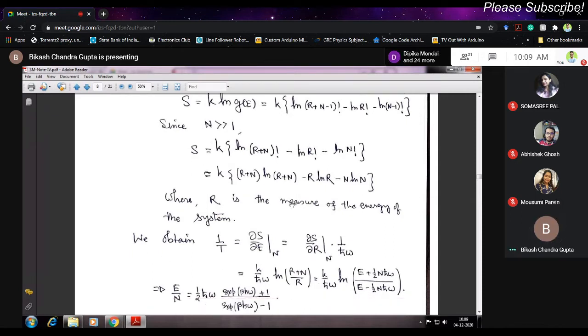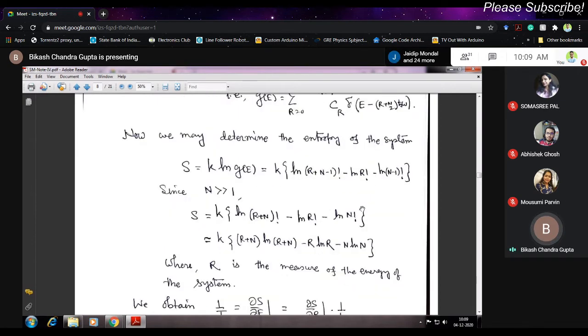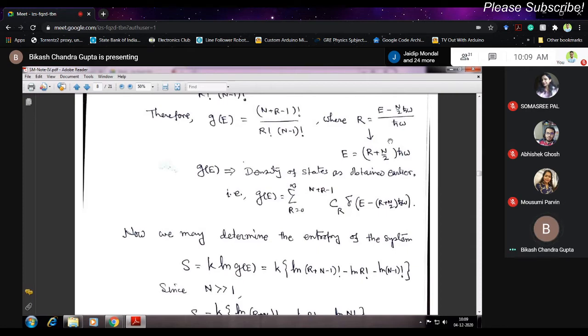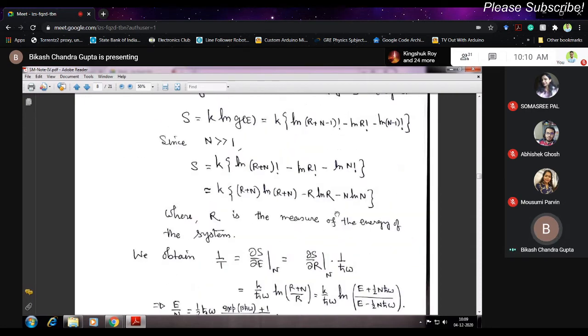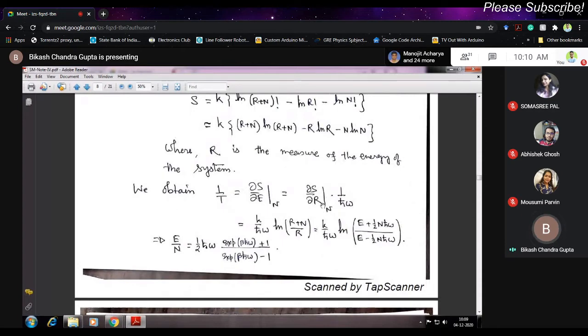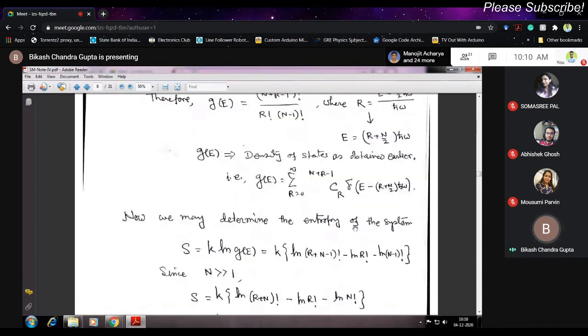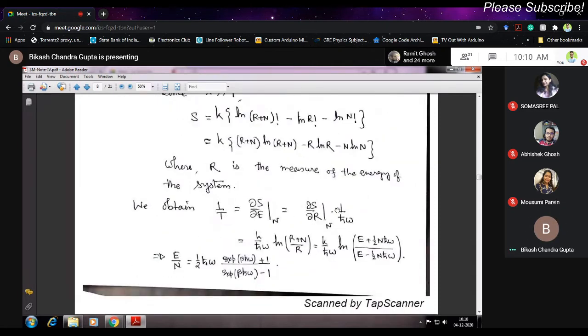Therefore 1 by T equals del S del E. And if you do this derivative, then you can write it as del S del R into del R del E, because R is this. So what is del R del E? If you differentiate R, you get h cut omega, so del R del E would be 1 by h cut omega, and that is what you have written. So del S del E is del S del R times 1 by h cut omega.